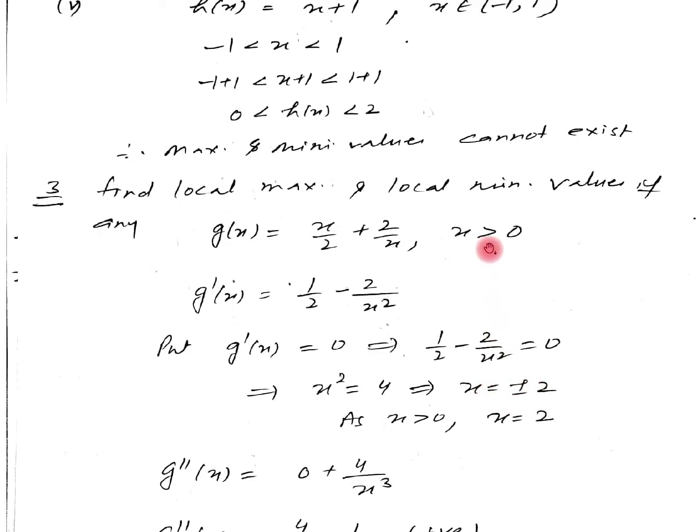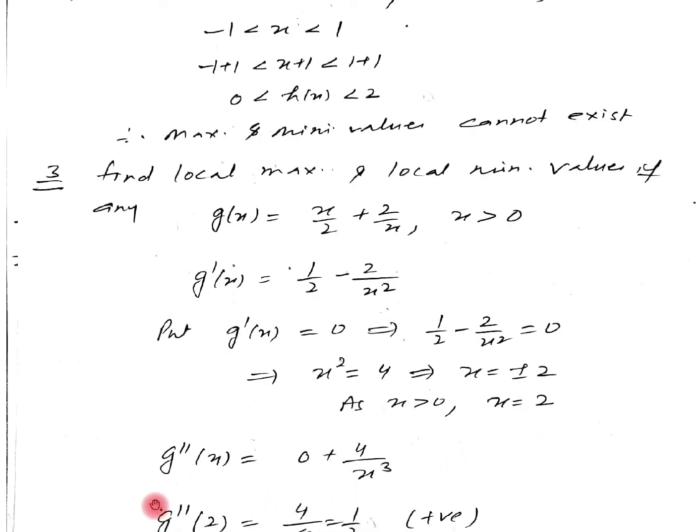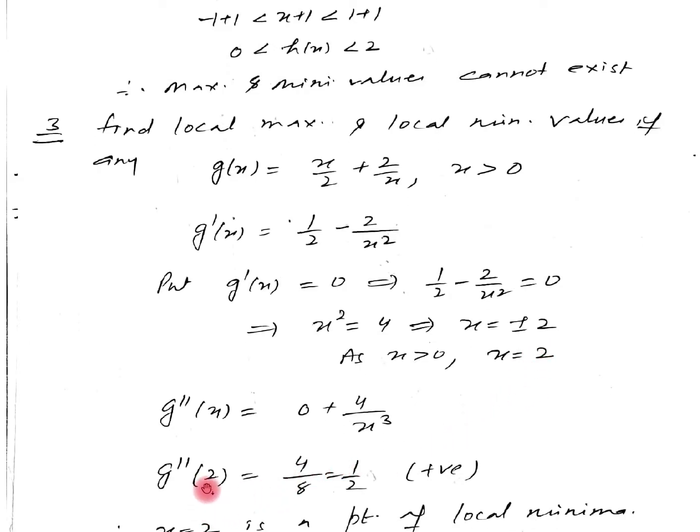But it is given x > 0. Therefore rejecting the negative value, we are having only x = 2. Now again find the second derivative. g''(x) is equal to the derivative of this, 0 + 4/x³. Now when x = 2, g''(2), because the critical point is only x = 2. Finding the second derivative at this critical point, we are getting 1/2.